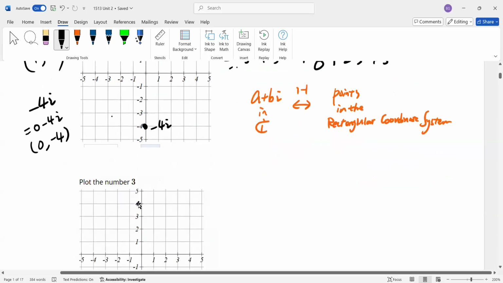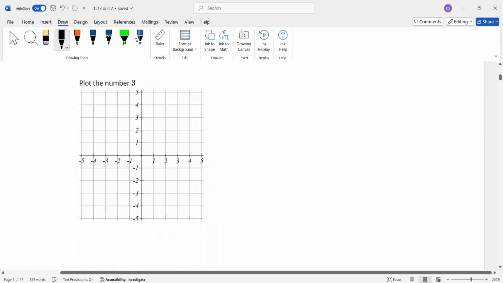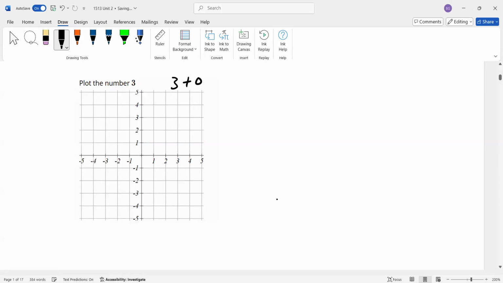And how do we plot 3? 3 is a complex number. It is a real number, but we can write the number as 3 plus 0i. So it is also a complex number. Real part is 3, imaginary part is 0. So the point that represents this complex number is (3, 0), right here.